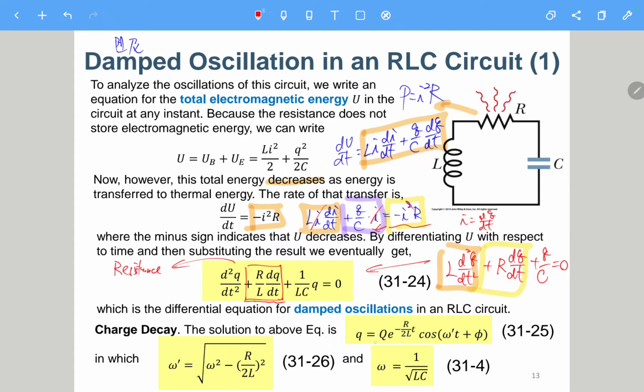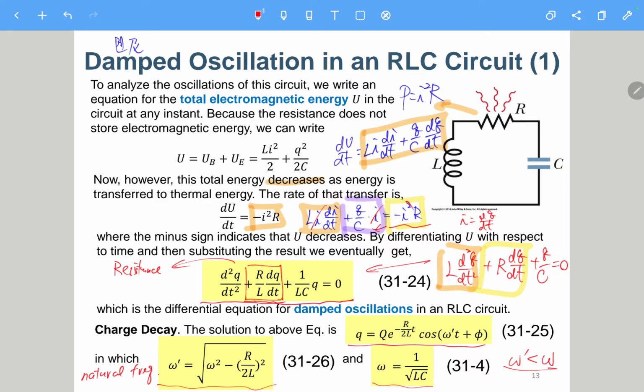So in the textbook, it just tells you that the solution to this second order ODE is like this, and then omega prime is something like this. Omega is still this 1 over square root of LC, which means that here we call this omega prime the natural frequency, or the natural angular frequency. This one is slightly less than omega. Okay, omega prime is less than omega.